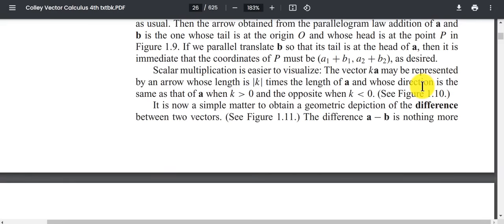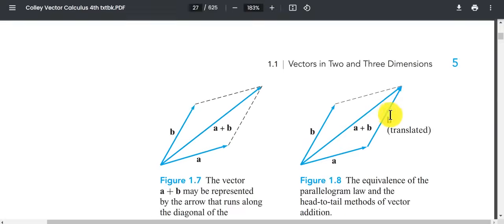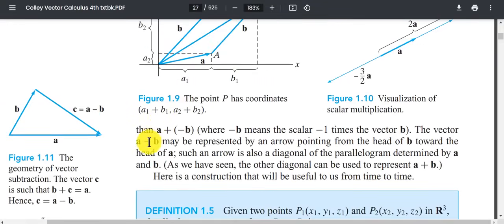Okay, now notice that we never defined subtraction of two vectors, but we can define subtraction now in terms of the operations that we already have, which are addition of vectors and scalar multiplication. So if you want to define a minus b, you can just say it's a plus minus b. And by minus b, we know that it's negative 1 times b. So with the operations that we already have, we can define how to subtract two vectors.